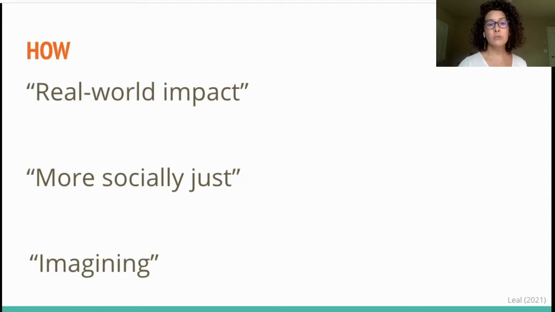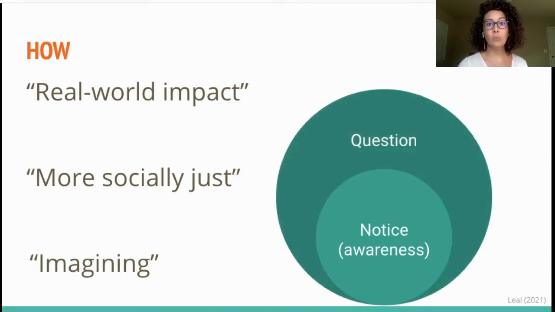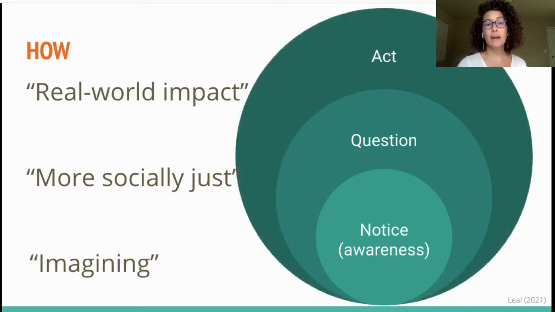So if we look at imagining, we can become aware of how things are represented in the text, and so notice how these representations take place in the text. When we look at more socially just, we can lead to questioning how these representations, which are often deemed as common sense, discourses, and ideology, so we can start to question these representations. And lastly, real world impact has to do with acting to challenge and potentially change these representations and how they are done.